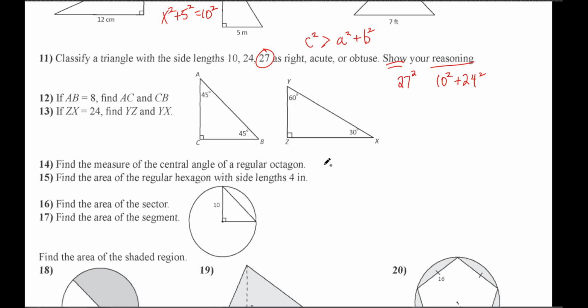Okay, enough of that. I don't know what the numbers are. I don't have it in front of me. What number is this? 11, chapter 7. Let me see. It's obtuse. So this would be 729, and this would be 676. So 729 is bigger, so it's what? It's obtuse. Okay?